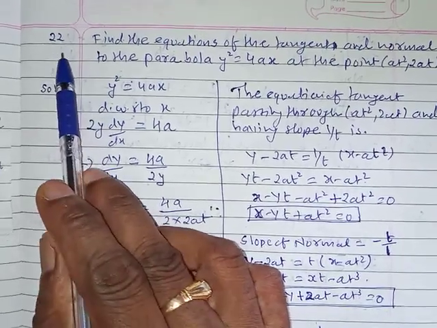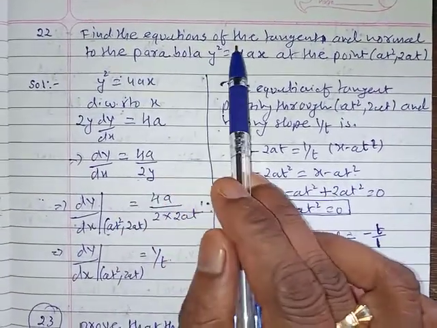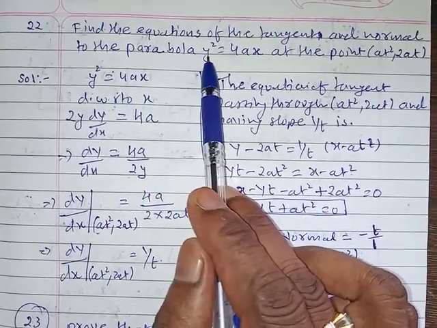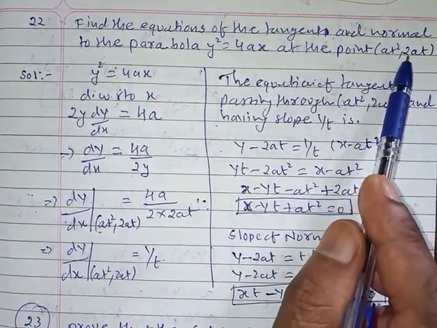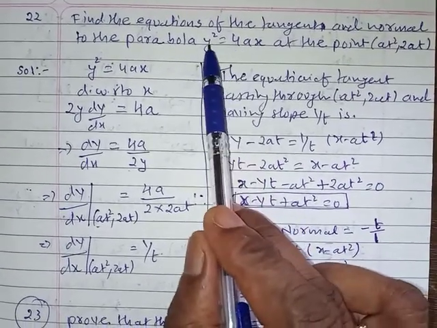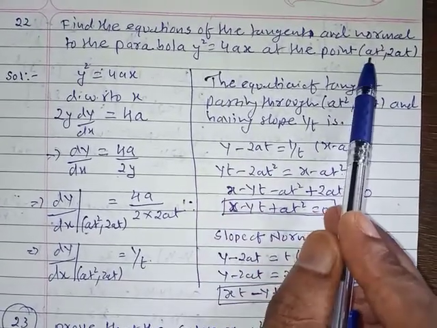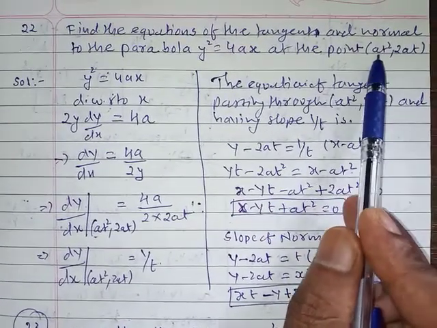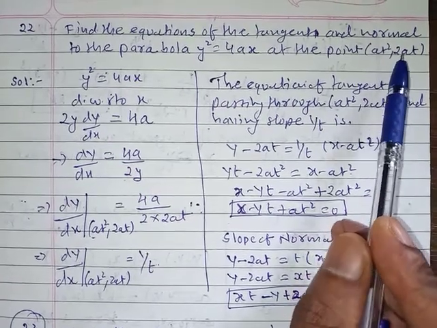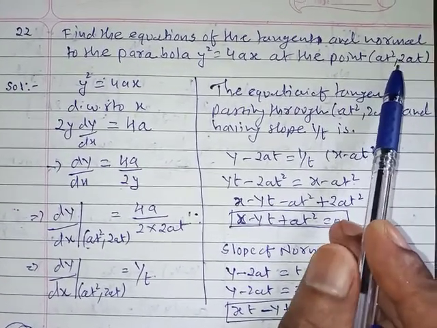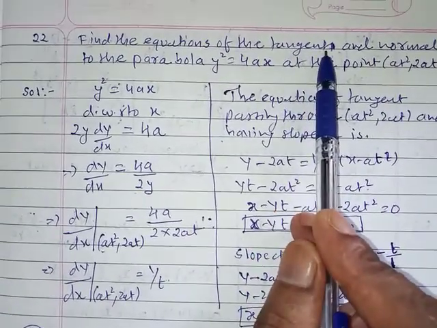Question number 22. Find the equation of the tangent and the normal to the parabola y square is equal to 4x at a point. This is given, so it is very easy. We have to take the derivative and at the given point A find dy by dx, and that will be the slope, and then we have to find the equation of the tangent.